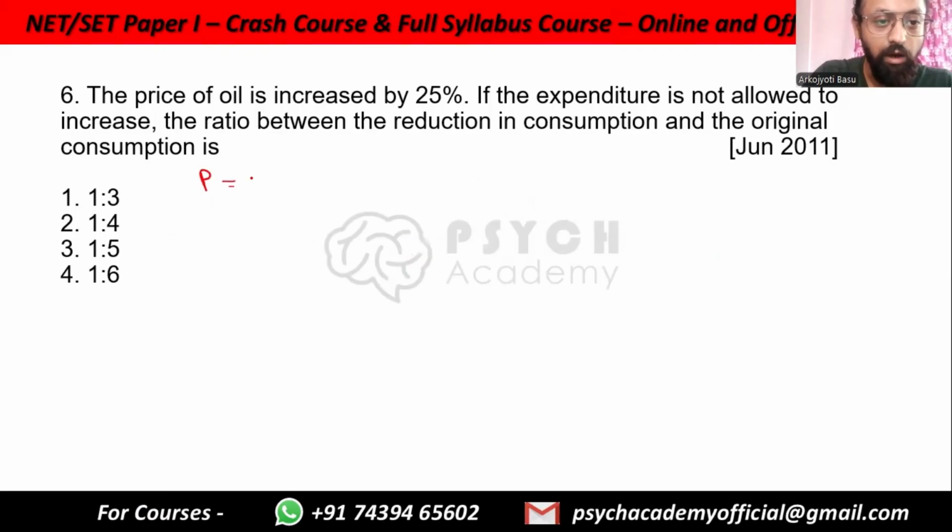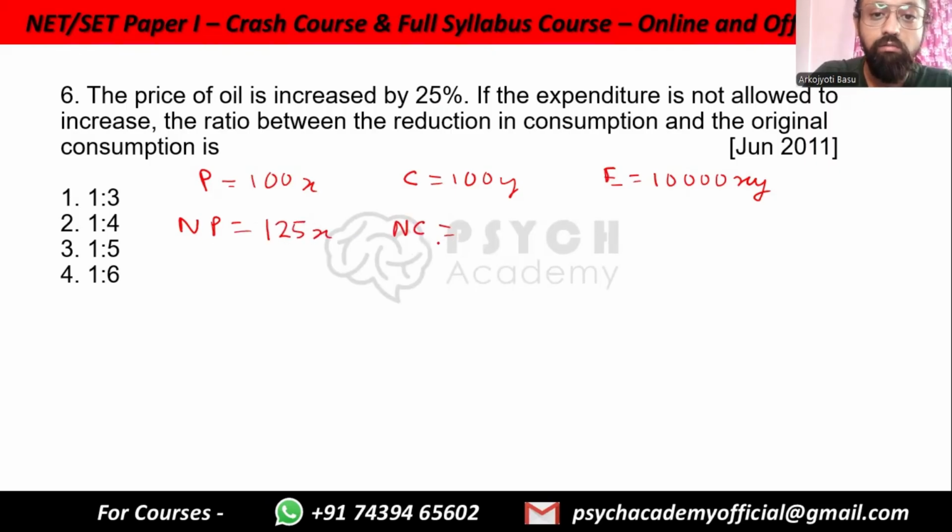Once again, let's take the price to be 100x, consumption to be 100y, expenditure becomes 100x into 100y, which is equal to 10,000 xy. The new price is increased by 25%, so 125x. New consumption is not given, we don't know this yet. New expenditure, it is not allowed to increase, so it remains the same, that is again 10,000 xy.